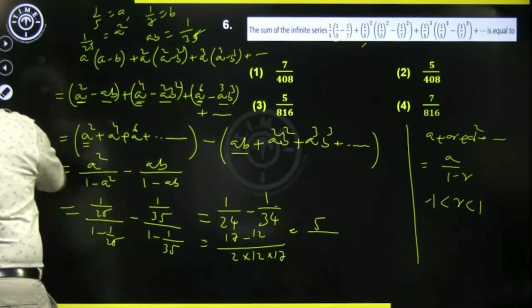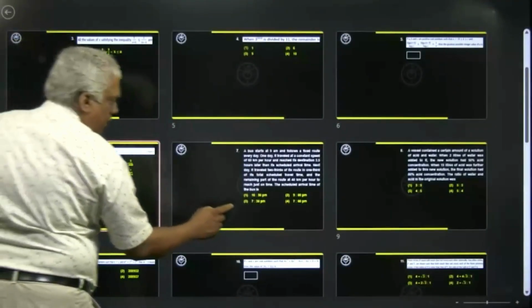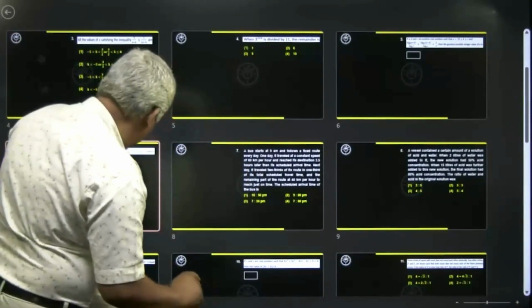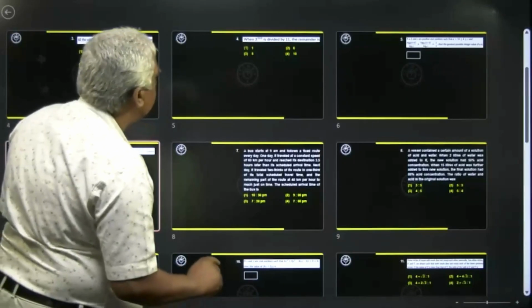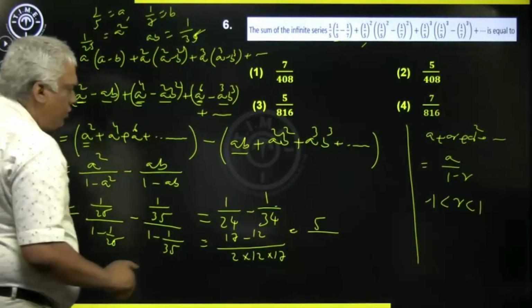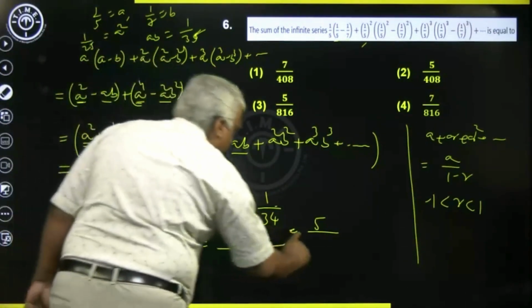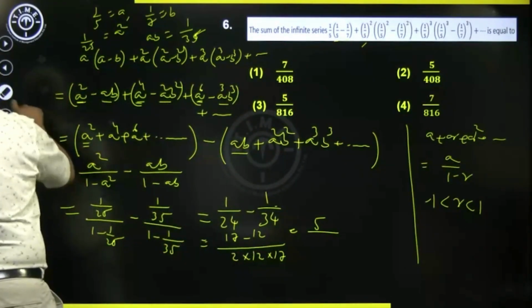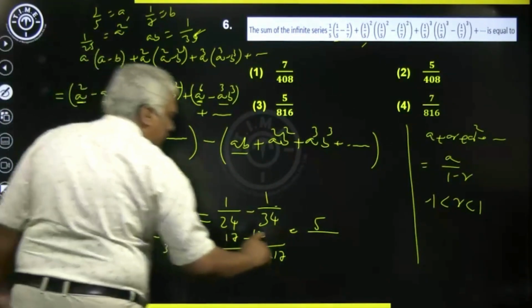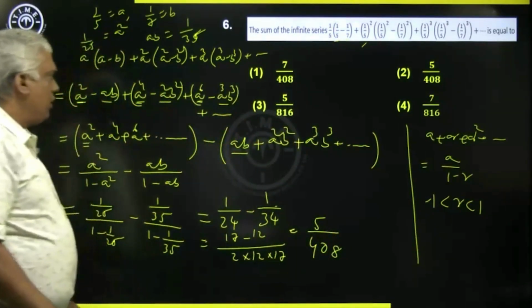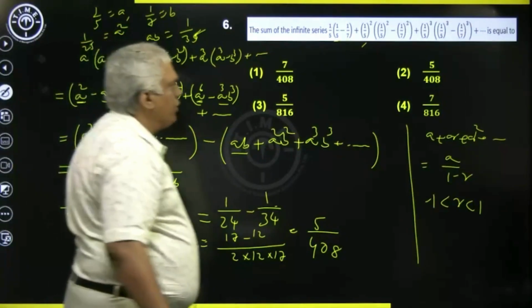Sorry, my bad. So it is 5 by 408. So that is the answer, 5 by 408. So, option 2.